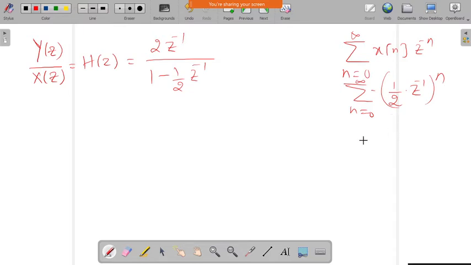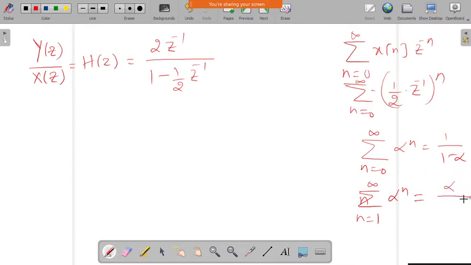So what can we write for this? By using the standard expression, summation n equal to 0 to infinity alpha power n is 1 over 1 minus alpha. Similarly, summation n equal to 1 to infinity alpha power n, we can write as alpha by 1 minus alpha. Now in the same summation, if I put from 1 to infinity, what can we write? Alpha is this value, alpha power n.